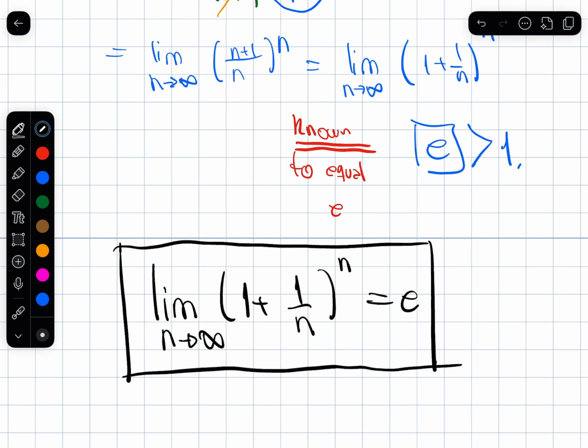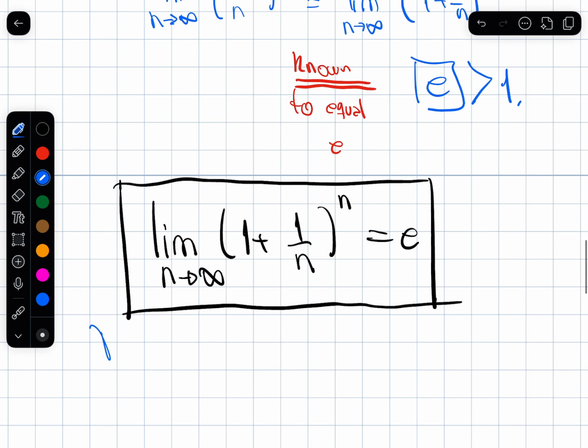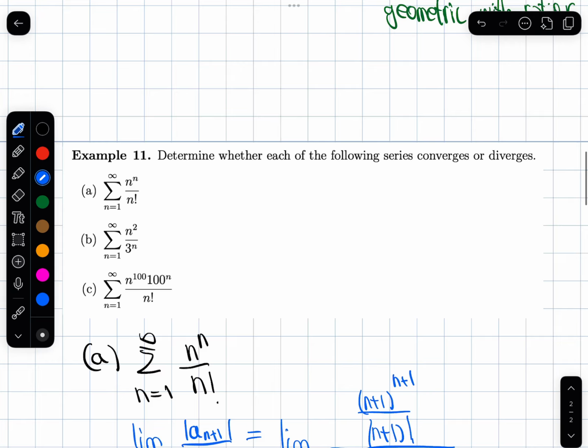So the series diverges. The series diverges here. Let's work on the second series.